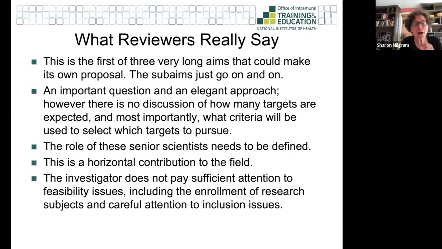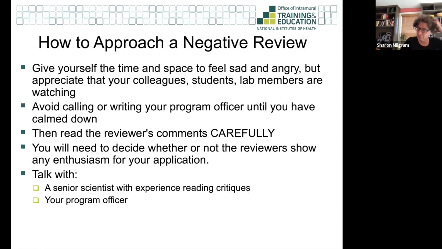The investigator does not pay sufficient attention to feasibility, including the enrollment of research subjects, careful attention to inclusion issues. Remember, human subjects has a separate section of its own, but it also plays a role in whether the experiments can work or not. So this is a great example from a project with research subjects about how you can get caught. So a lot of those send you the message of asking too much, too little. Did I show I can do this? Did I give them a real sense of how I'm going to deal with the ups and downs of this research?